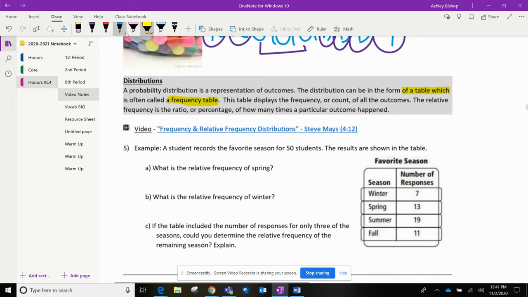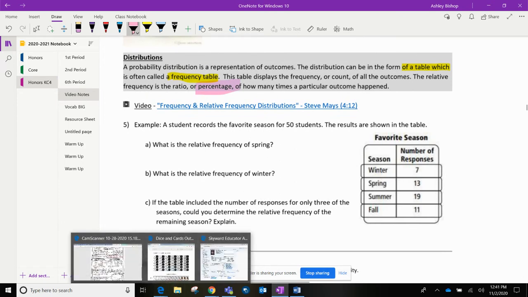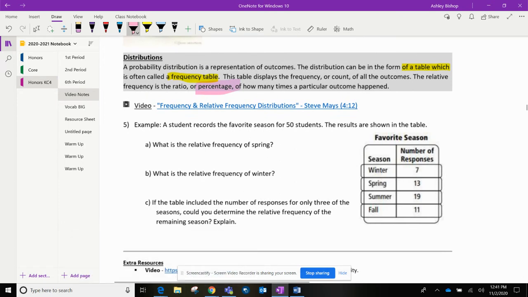And if I am asking for the relative frequency, I am asking for the percentage. Write yourself a note here that our answers will be in the form of percentages only when we're working with tables. Okay, so we want percentages. And with that being said, let's jump right to it.